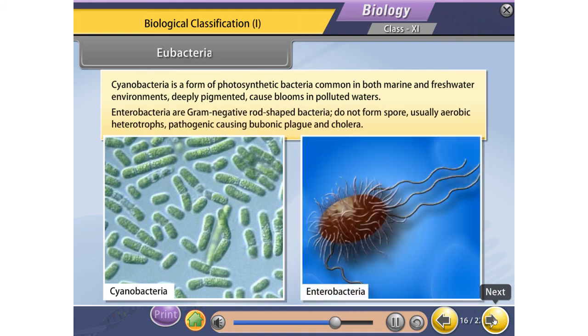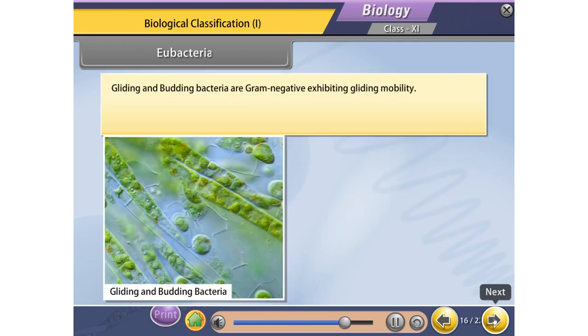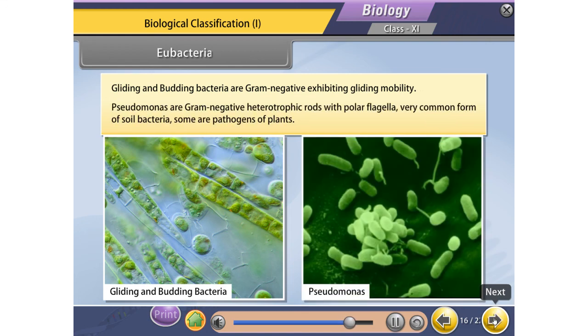Enterobacteria are gram-negative rod-shaped bacteria, do not form spores, are usually aerobic heterotrophs, and are pathogenic, causing bubonic plague and cholera. Gliding and budding bacteria are gram-negative, exhibiting gliding mobility. Pseudomonas are gram-negative heterotrophic rods with polar flagella, a very common form of soil bacteria. Some are pathogens of plants.